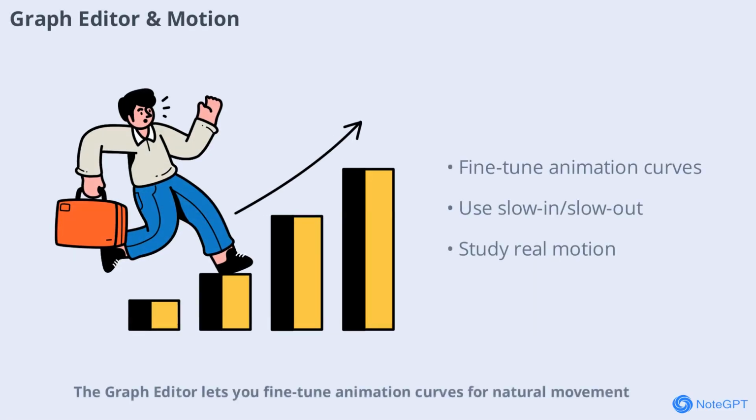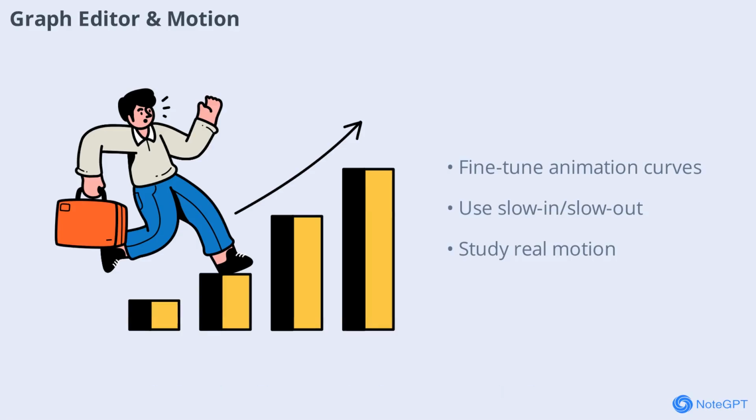The graph editor lets you fine-tune animation curves for natural movement. Learn the speed and value graphs, use slow in and slow out for polish, and adjust curves for energetic or elegant motion. Study real-world movement to improve your animation timing and make your work feel more lifelike.